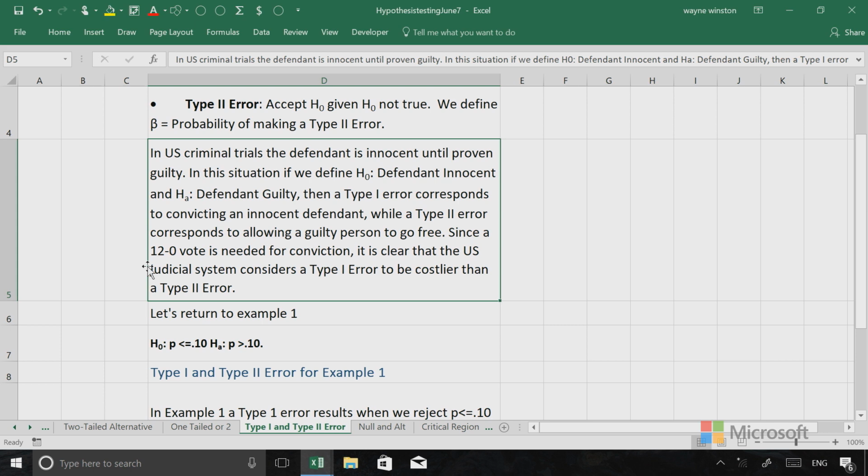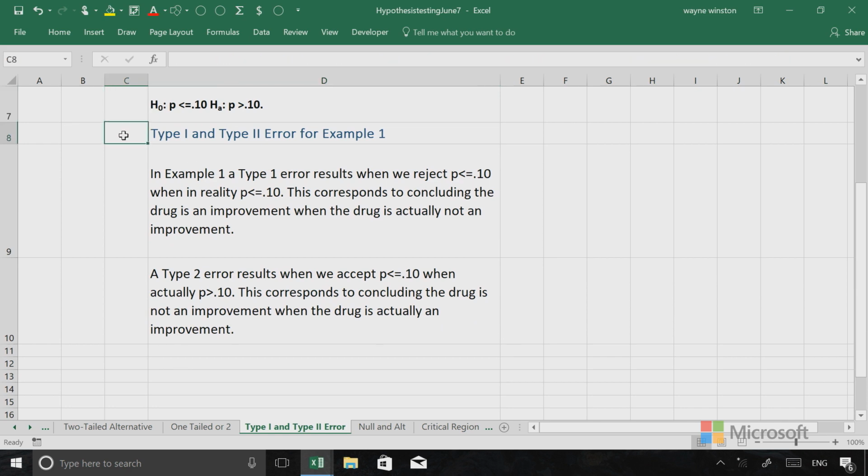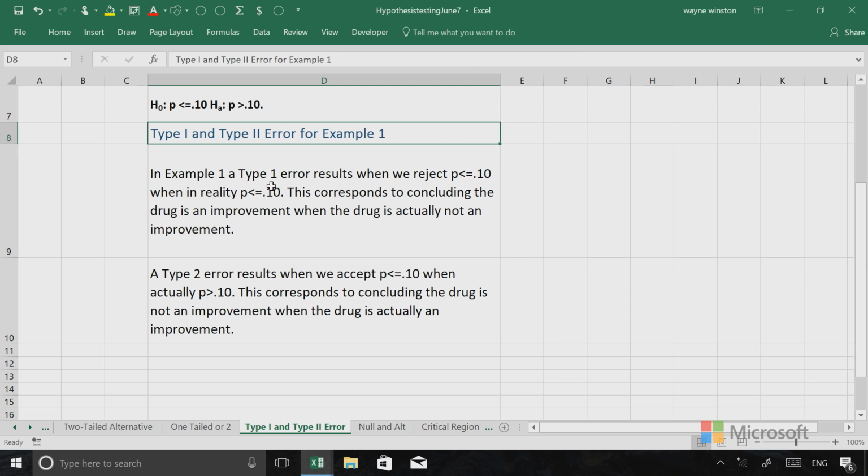So for another example, let's return to our pancreatic cancer drug example. Okay, so you recall the null hypothesis there was that the probability that somebody taking the new drug with pancreatic cancer would survive was less than or equal to 0.1, no better than the old drug. The alternative was their chance of survival was greater than 0.1. What are the type 1 and type 2 errors in that situation?